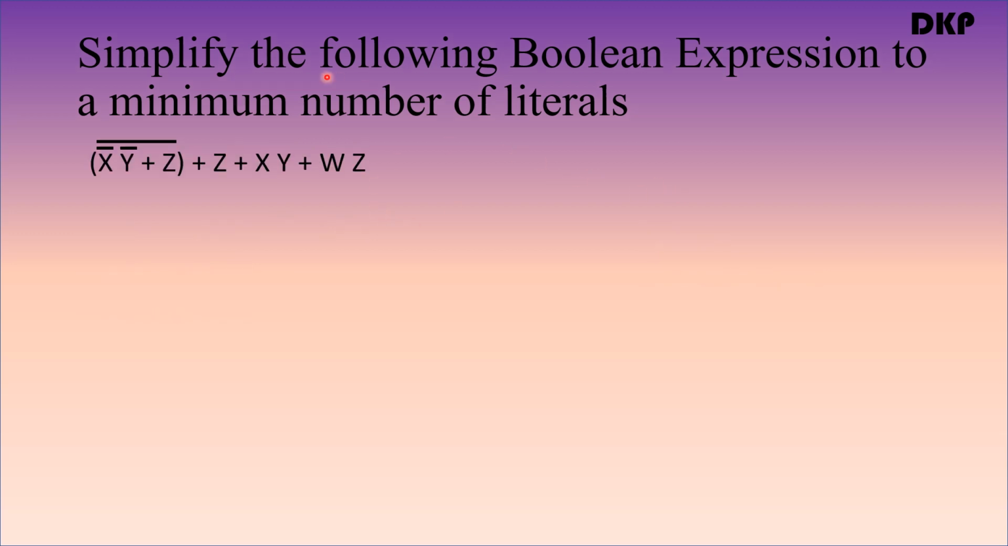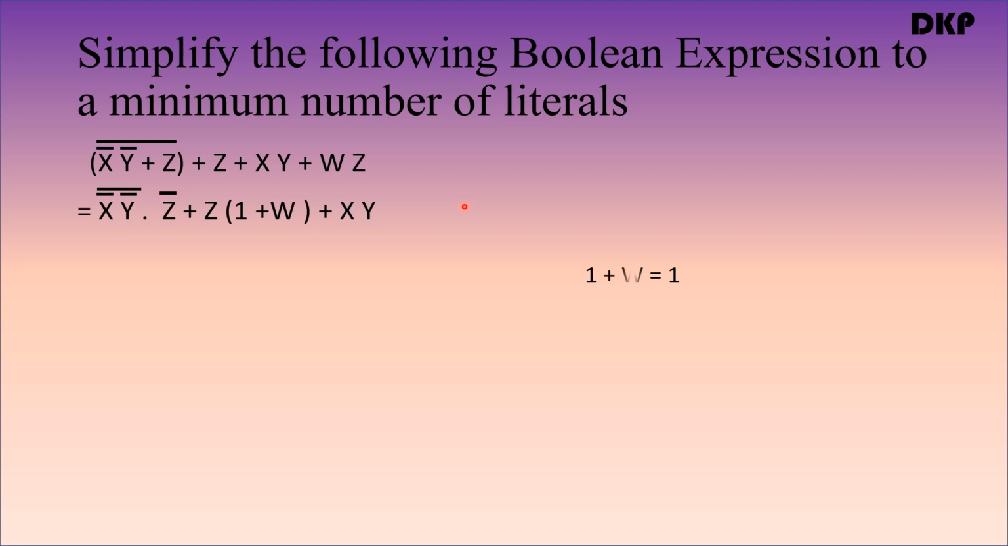Coming to the last example, simplify the following Boolean expression to a minimum number of literals. X bar y bar plus z the whole bar plus z plus xy plus wz. So first of all, let us break this long bar. So when you break this bar, this OR sign will change to AND. That is, x bar y bar the whole bar OR change to AND z bar plus, here you can see in the second term and in the last term z is common. So you can combine these two terms and then write it as z into 1 plus w plus xy.